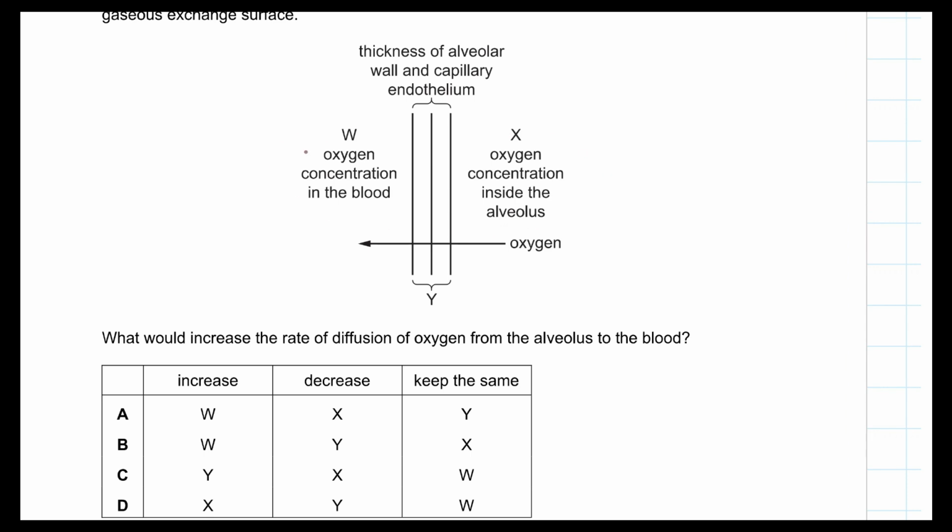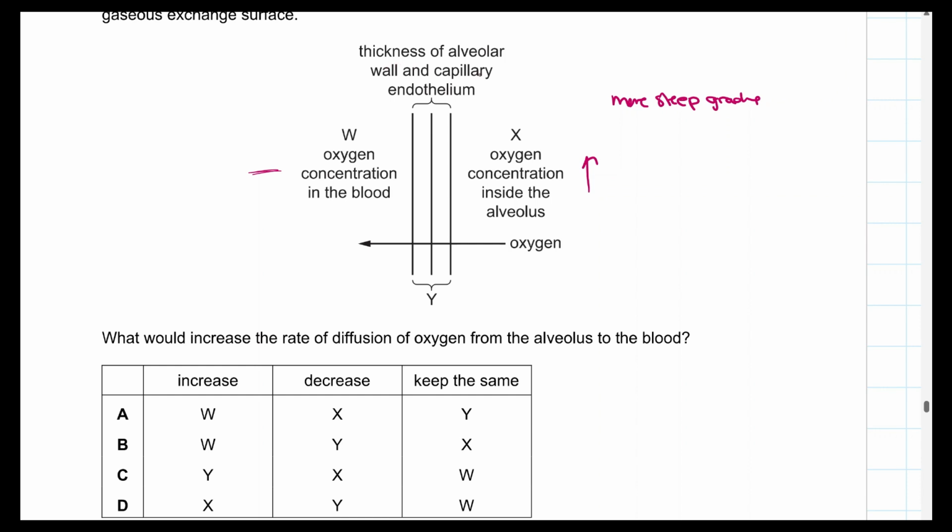So the larger the gradient between these two, the quicker the diffusion happens, because in order for diffusion to be faster, there has to be a steeper gradient. Therefore, what I want is either for the oxygen concentration inside the alveolus to decrease significantly and for the W to increase. This makes the gradient steeper, or the opposite, for this to decrease and this to increase, or for one of them to stay the same and one of them to increase, for example.